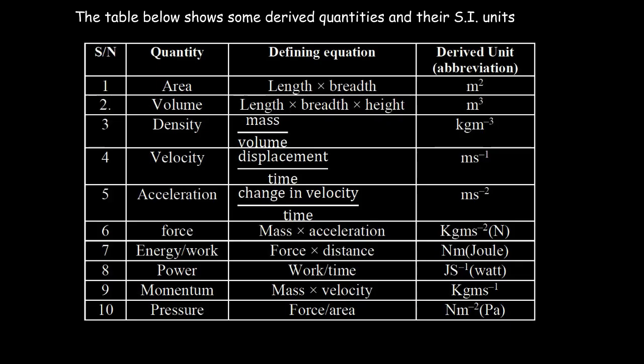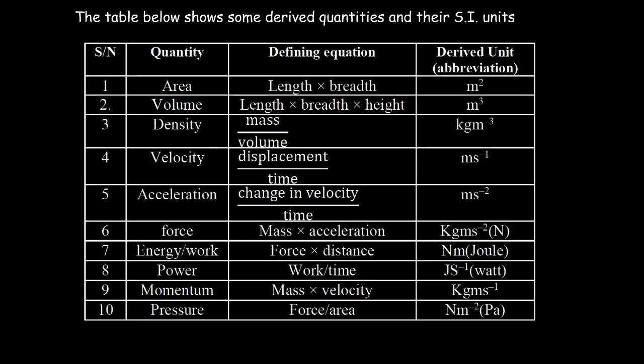The next quantity we have is velocity, which is displacement over time, and the derived unit is meter per second. The next quantity we have is acceleration. The defining equation is change in velocity over time, and the derived unit is meter per second square. We have force, which is mass times acceleration, and the derived unit is kilogram meter per second square.